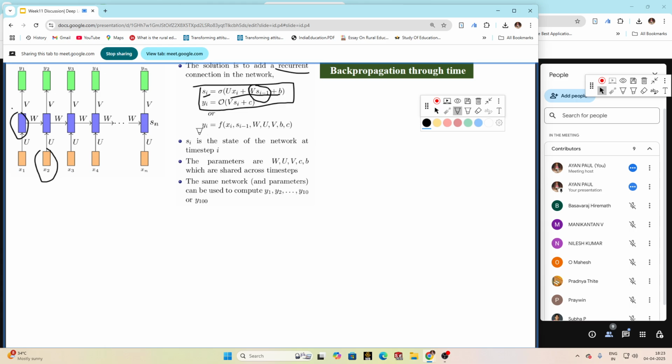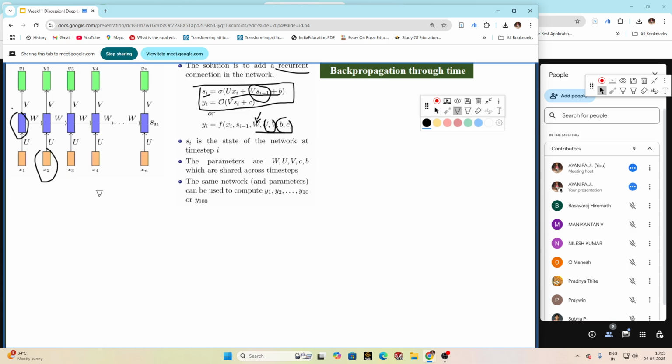Now what are the parameters of this recurrent neural network? We have w, u, v, b and c. b and c are the biases, the same as in the feed forward neural network. u is the weight connecting the input to the hidden state, and v is the weight from the hidden state to the output. But w, we have newly included. w is the weight from the hidden state to the previous hidden state. So that is the inclusion that we are doing in the recurrent neural network.